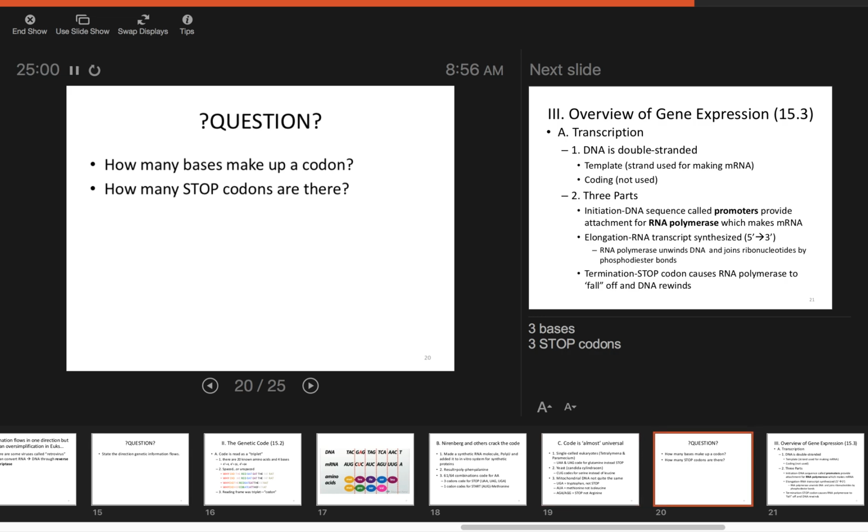So some questions. How many bases make up a codon? 3. How many stop codons are there? 3.